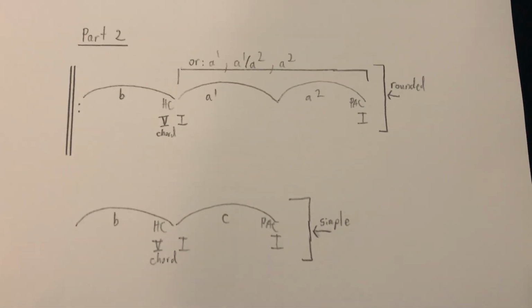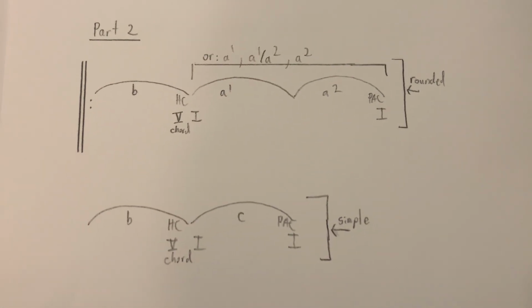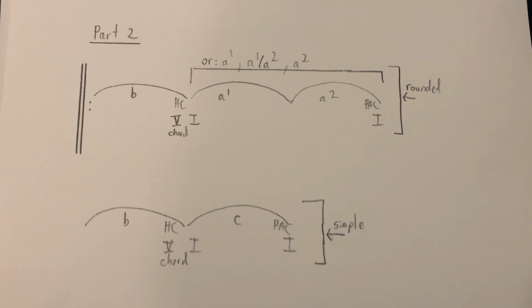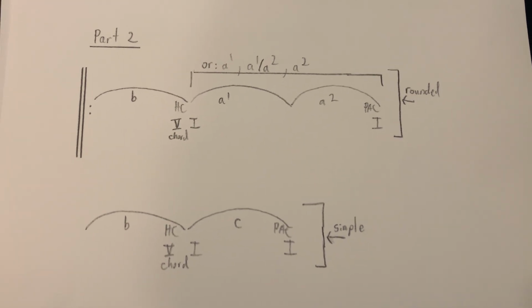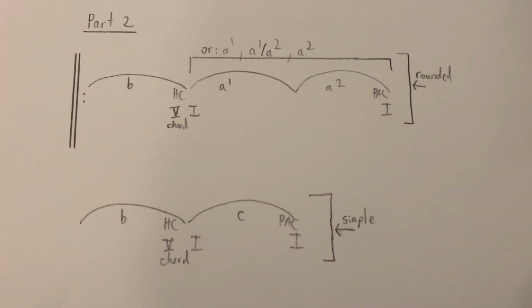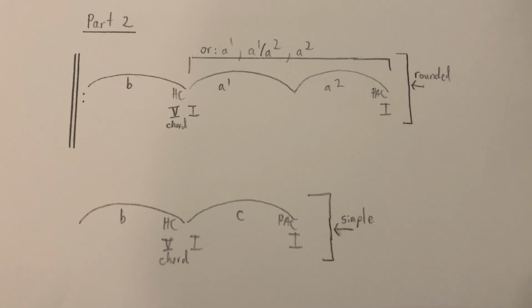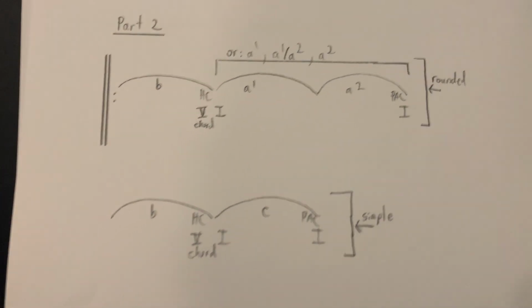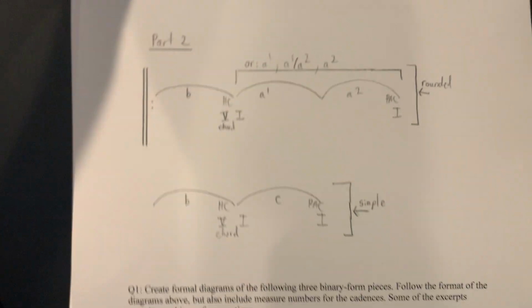Only thing I want you to add that I didn't add in the diagrams here because we were just doing it in the abstract is I want you to add the measure numbers at the moments of the cadences. All right, that gives you an idea about how long each of the sections are. So like right here, if that first half cadence happened at measure 16, put a 16 above that. And I like to circle those numbers. All right, let's work through these one at a time.